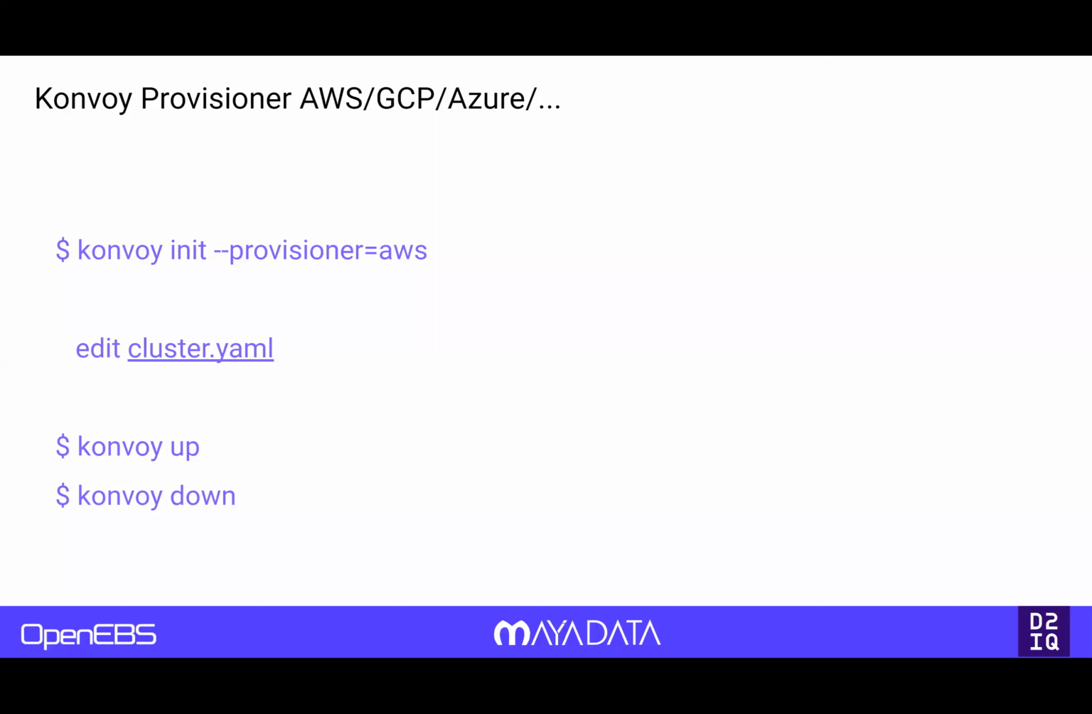And then you just go in and edit whatever configuration you want to have from the get-go, and then you do your Convoy up again.